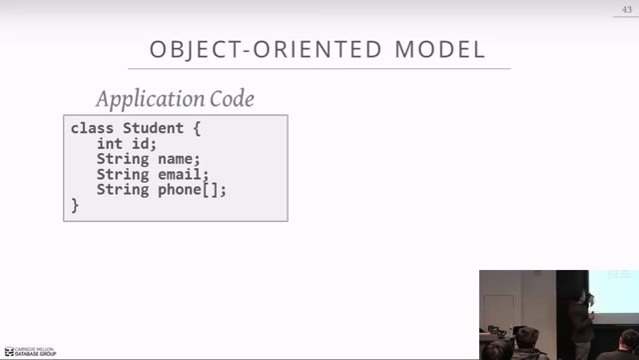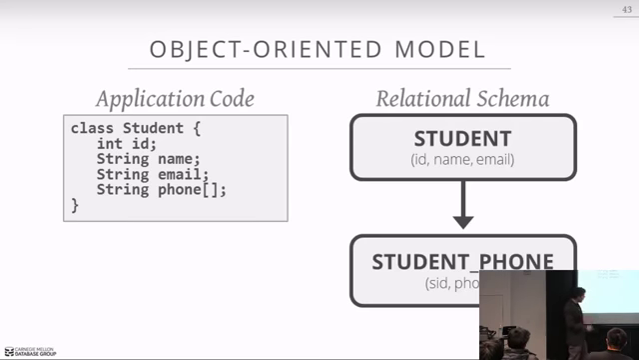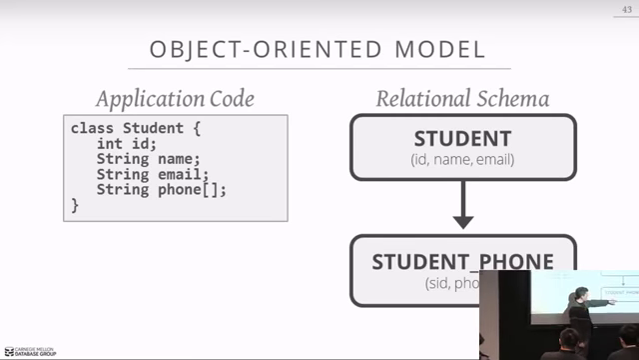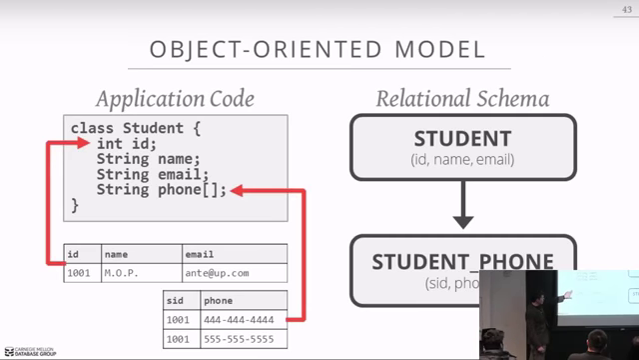To give an example of how the object-oriented model works, say this is your application code. You have a class that defines a student. A student has an ID, a name, an email, and then a list of phone numbers. If you had to implement this in the relational model, you would have a student table, and then a student phone table with a foreign key reference that had the student ID mapping it back to the student that has that phone number, right? Now when you actually instantiate the database, you would have a layout like this. You would have one student record, and then you would have all the phone records, and they would correspond to these fields here.